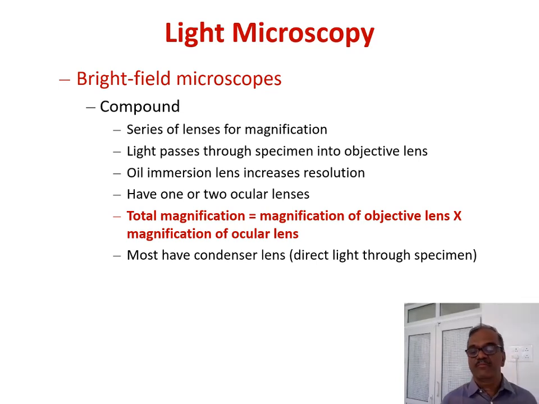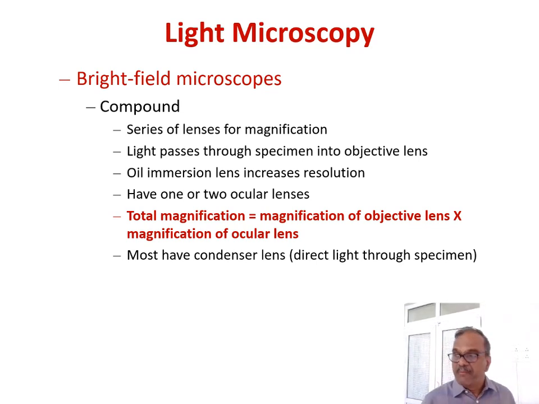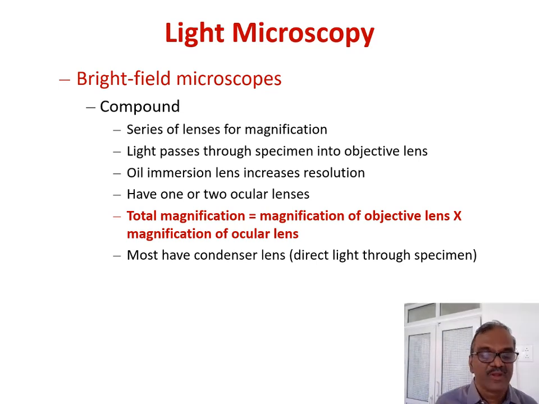Okay. Total magnification equals magnification of objective lens times magnification of ocular lens. Okay, 10 into 10, 100, 10 into 20, 200, 10 into 40, 400, 10 into 100, 1000. That is the maximum possible in the compound microscope.